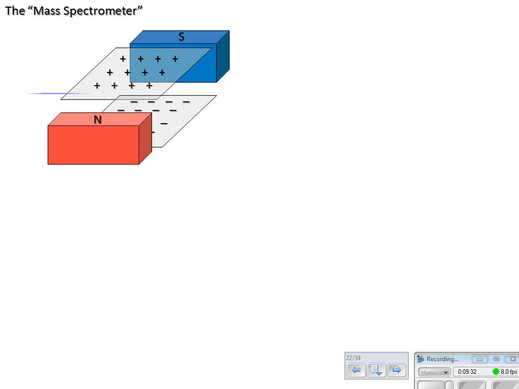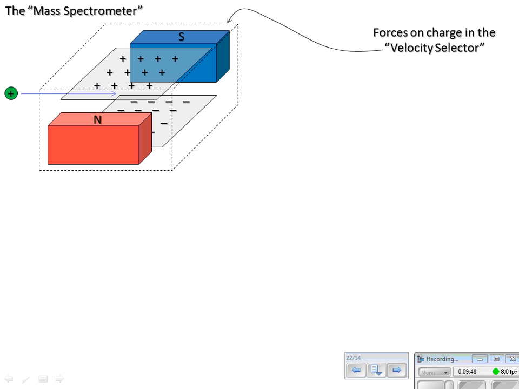Okay. Now what we do is this part of it. Well, first of all, let's say we shoot positive particles, nuclei. Let's fire them through this thing that I call the velocity selector. This part of the mass spectrometer I call the velocity selector. It's not the technical name for it, but here's why I call it that.